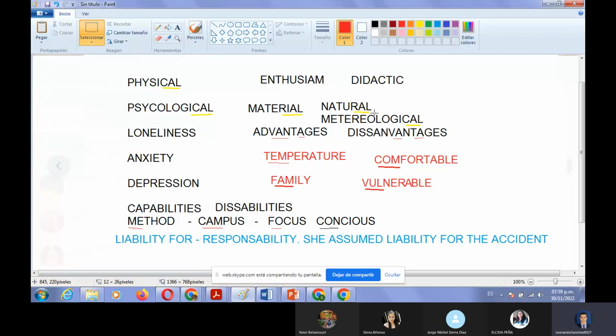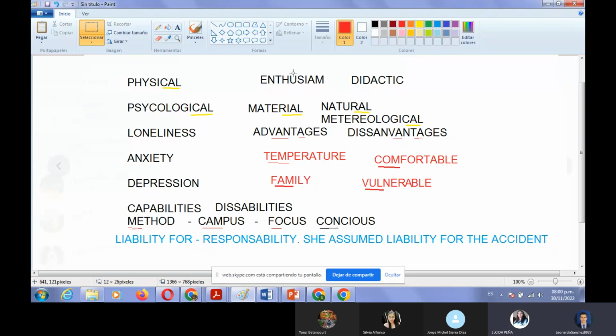Natural. Meteorological, or the word logical, logical, not logical, meteorological, all.